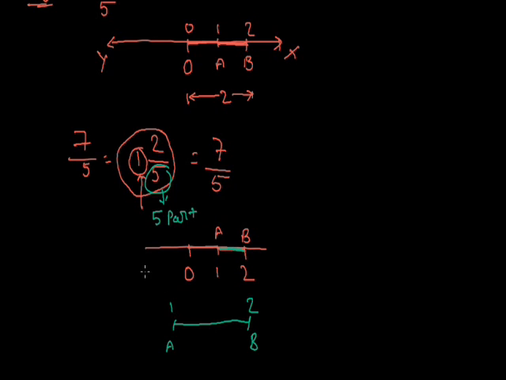Divide it into 5 equal parts. This is 1, 2, 3 and 4. This is the 5th equal part. 1, 2, 3rd part, 4th part and the 5th part.